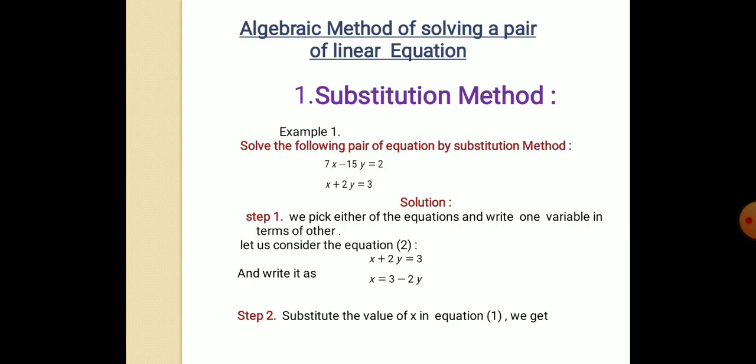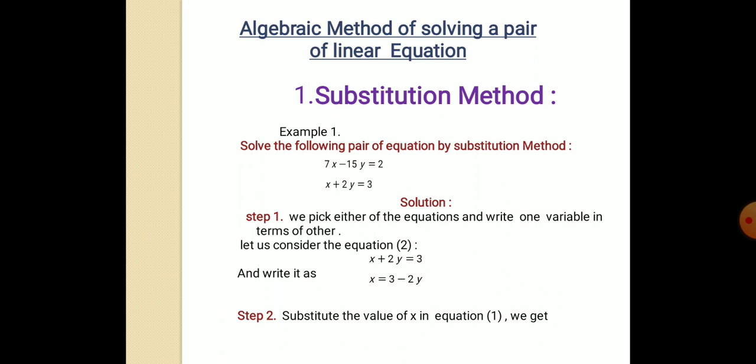Algebraic method of solving a pair of linear equations. Substitution method. Example 1. Solve the following pair of equations by substitution method: 7x minus 15y equal to 2, x plus 2y equal to 3. Step 1: we pick either of the equations and write one variable in terms of the other. Let us consider equation 2, x plus 2y equal to 3, that is x equal to 3 minus 2y.